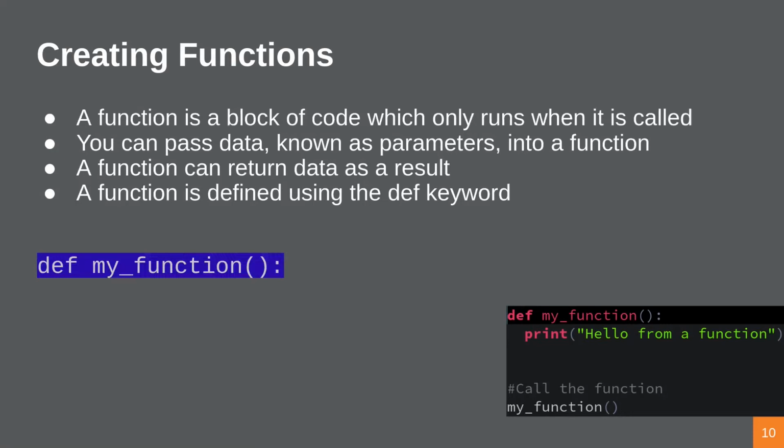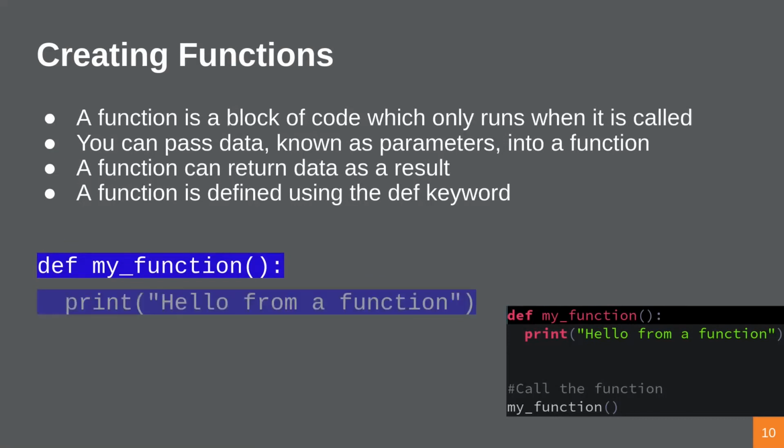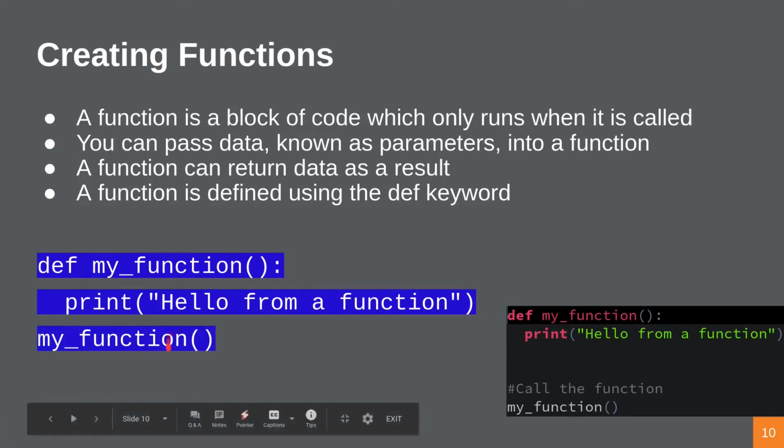So I've defined my function. Now, we can print. So this function, my function, its only job is to print out hello from a function. And then all we need to do is call the function in our code, and to call it, we just say my function and put these two brackets here, and that will call the function.